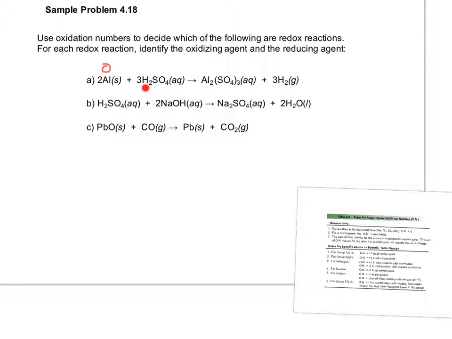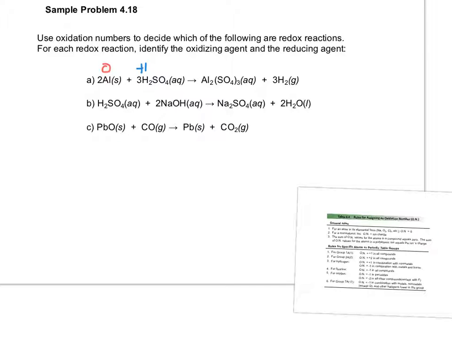The next thing listed there is hydrogen. I have rules for hydrogens down here. +1 in combination with nonmetals, -1 in combination with metals. All right, so let's see here. I have +1 because sulfur and oxygen are nonmetals.